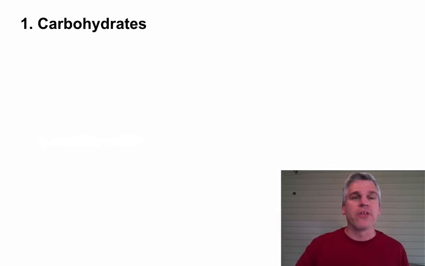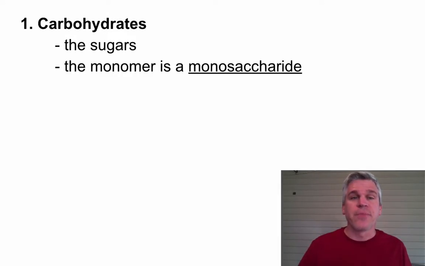So let's get started with carbohydrates. These are better known as the sugars. Their monomer, or their building block, if you will, that makes up all carbohydrates is something called the monosaccharide. So if we break that word down, mono means one, the saccharide part refers to sweet.